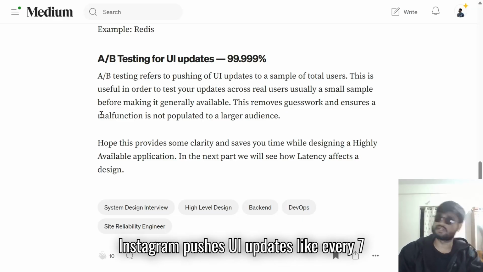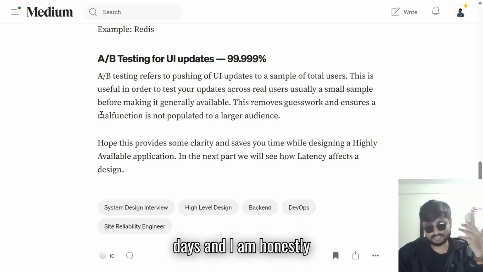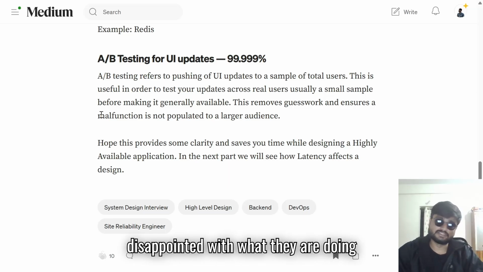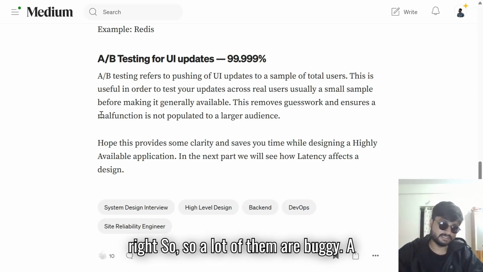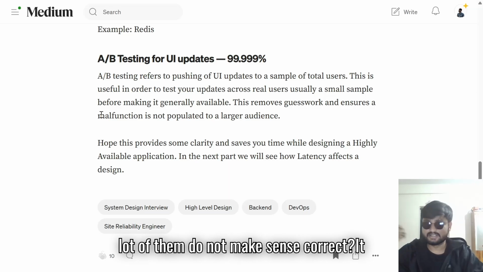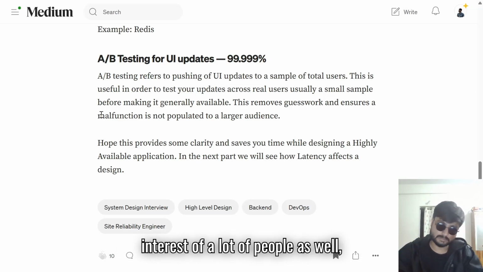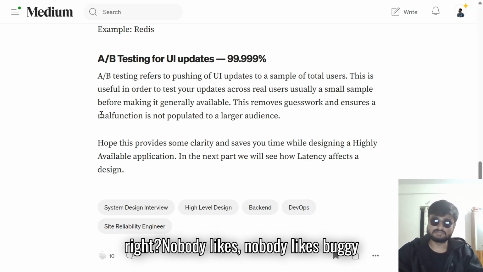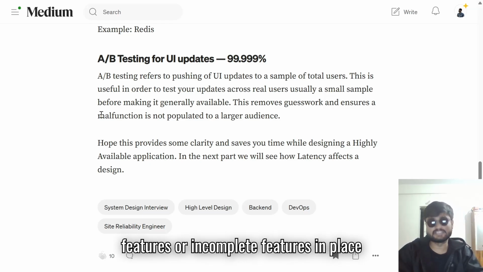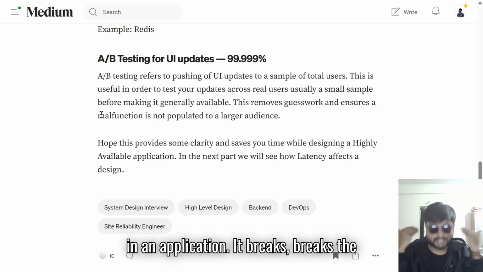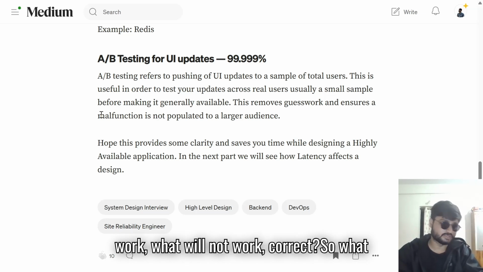Man, Instagram pushes UI updates like every 7 days, and I am honestly disappointed with what they are doing, right? So a lot of them are buggy, a lot of them do not make sense, correct? It affects my interest in the application. I'm pretty sure it will affect the interest of a lot of people as well, right? Nobody likes buggy features or incomplete features in place in an application. It breaks the flow, and there's no guarantee what will work, what will not work, correct?